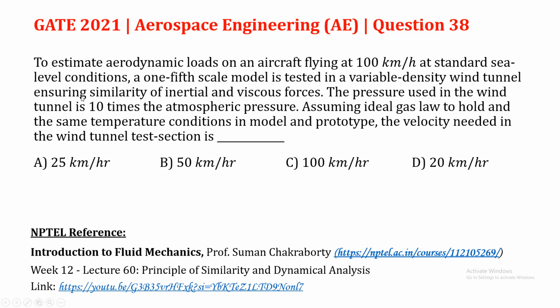We have a real condition where the aircraft is flying in the atmospheric condition at 100 km per hour. So we have to test it in a wind tunnel using a scaled model. The scale that we are using is 1/5 of the prototype, and we are ensuring that there is a similarity of inertial and viscous force, which is the Reynolds number similarity. We will equate the Reynolds number for both model and prototype, and also we are assuming that the ideal gas law holds and the temperature for both the conditions is equal, right? Let's go and solve the problem.